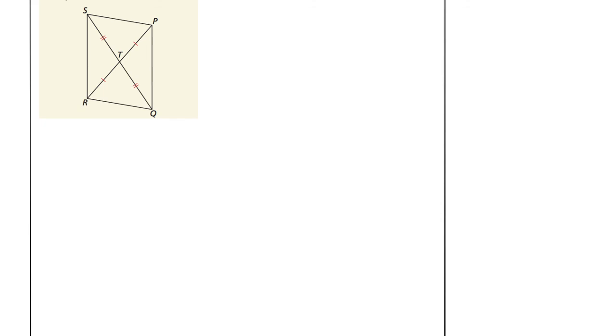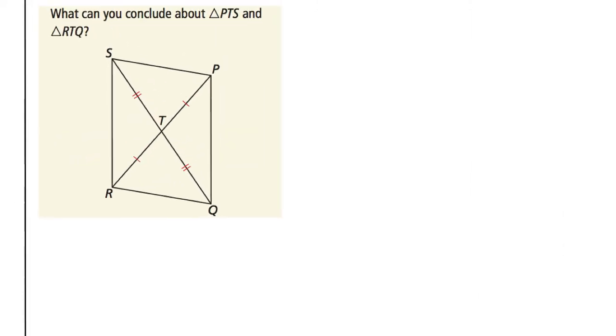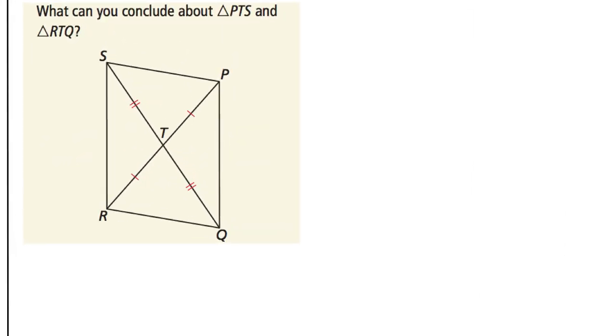Here is another quick example that we can look at. Hopefully you can see, I'll make that a little bit bigger. So what can we conclude about triangle PTS? And sometimes it's helpful to outline it. So PTS and triangle RTQ. Notice that they're sort of twisted in the middle.